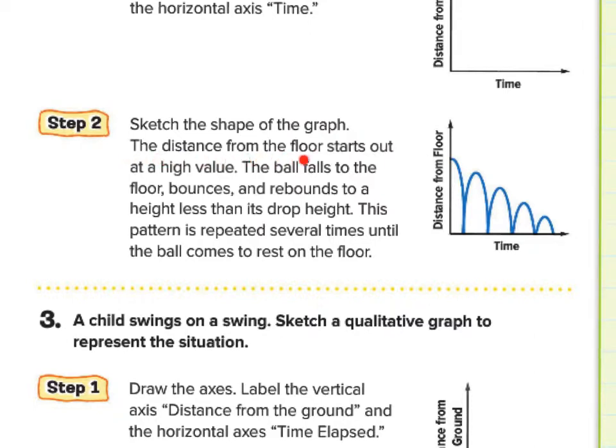So the distance from the floor starts out at a high value. The ball falls to the floor, bounces and rebounds to a height less than its dropped height. This pattern is repeated several times until the ball comes to rest on the floor. As you can see, this can be our y-intercept, our b value. And you can see that it goes down and it's bouncing and moving forward at the same rate each time, but at closer and closer to the floor.